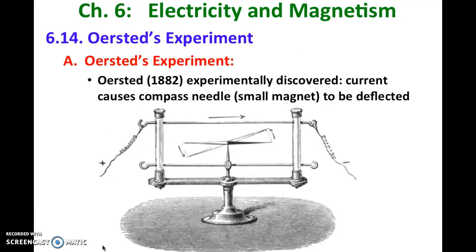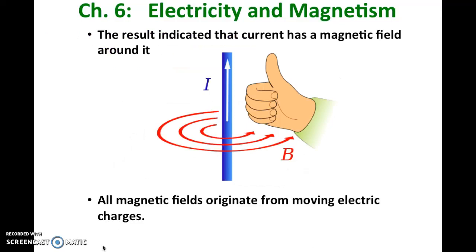What produces the magnetic field? To understand this, Oersted did a famous experiment with a compass needle, or small magnet, placed near a current-carrying wire or rod. He discovered that the current caused the compass needle to be deflected. This result implies that current produces a magnetic field around it.